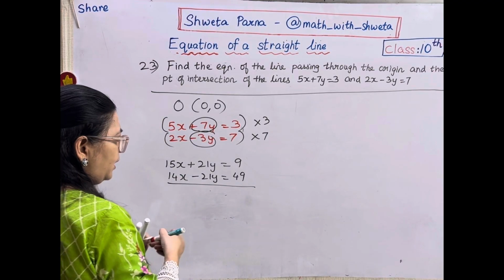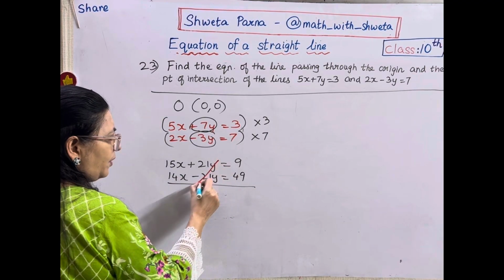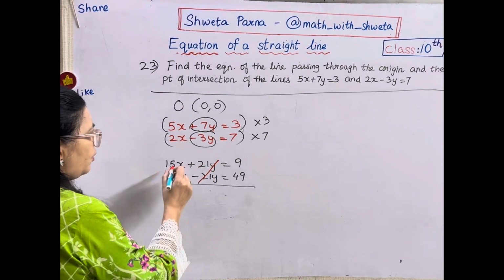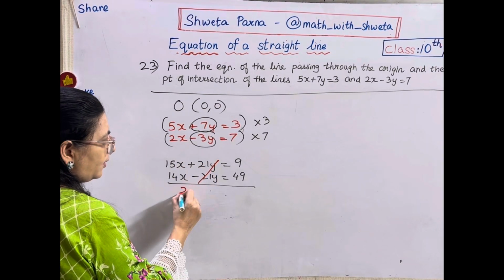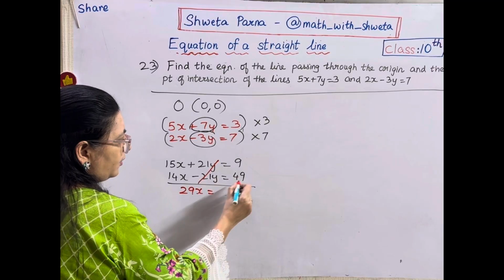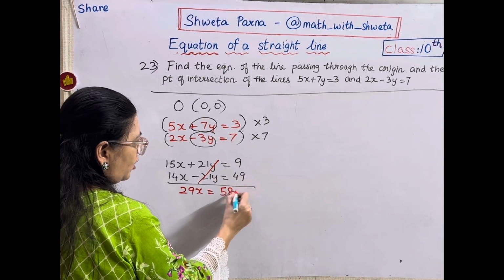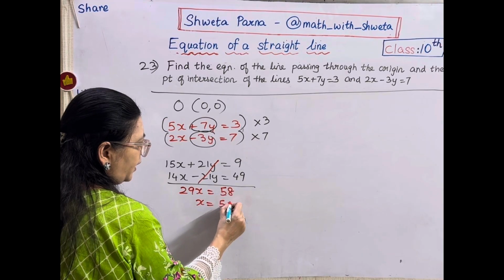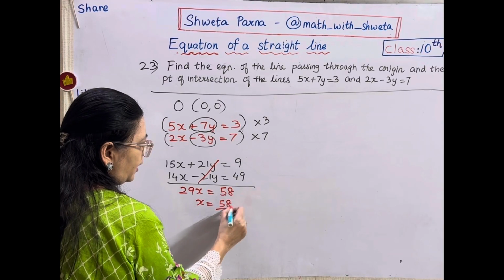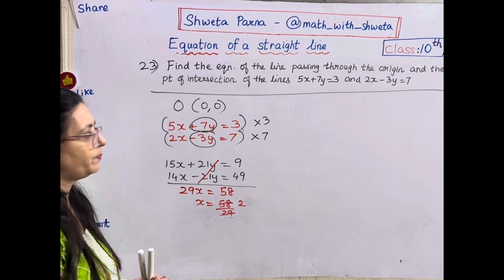Now what will happen? 21y minus 21y eliminate. 15x plus 14x is 29x is equal to, this is 9 plus 49 is 58. So x is equal to 58 divided by 29. The value is 2. Okay.